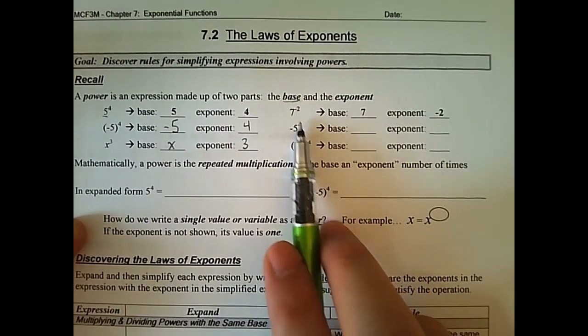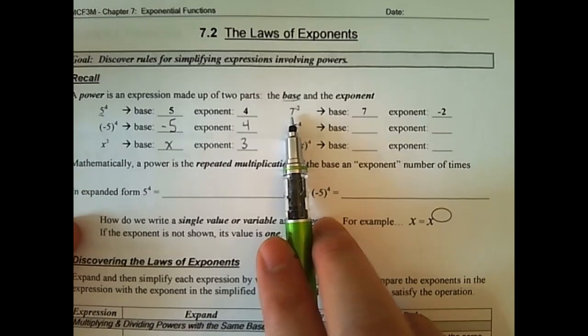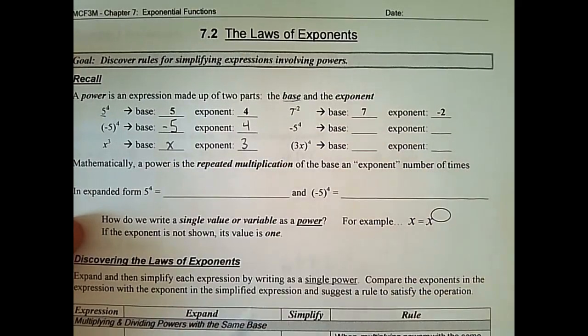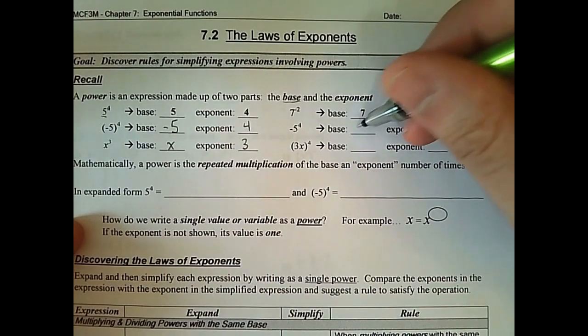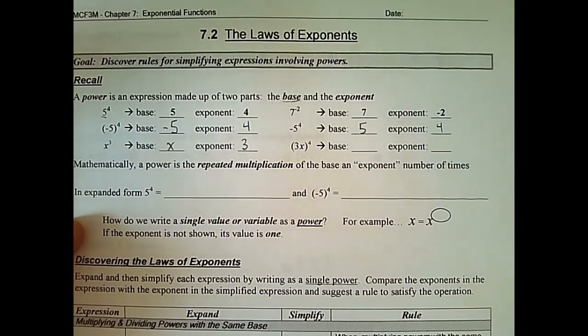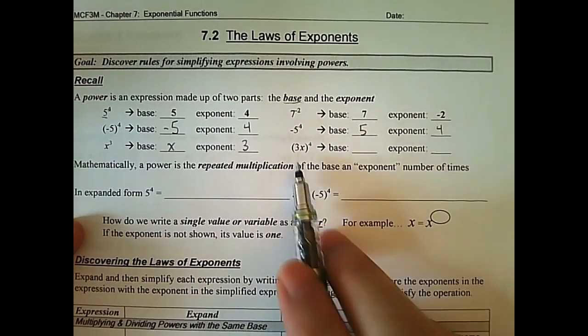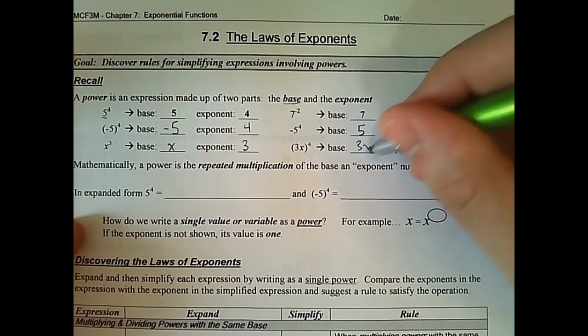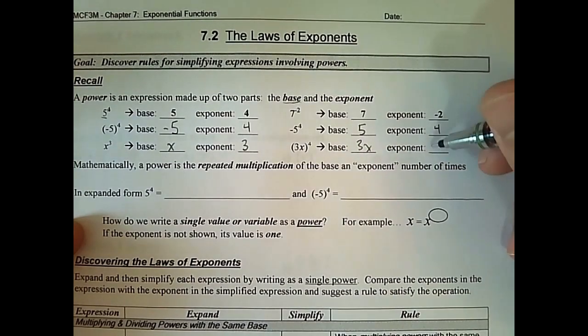Look at this side, we have a base of 7, and yeah, we can have a negative exponent. Here we have negative 5 to the power of 4. So our base is going to be 5, and our exponent is going to be 4. Our last one, because it's in the brackets, 3x is the base, and the exponent is 4.